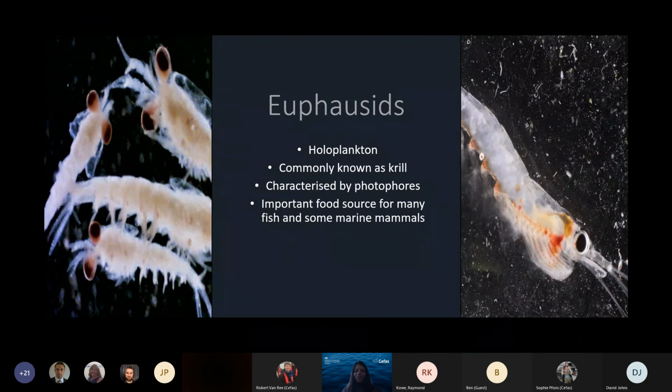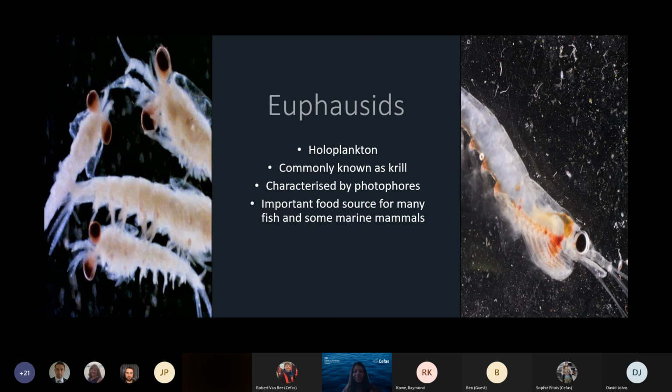So here we have another type of crustacean holoplankton called euphausiids, which are commonly known as krill. These are a small group of shrimp-like plankton, of which some species occur in the greatest concentrations ever found for pelagic crustaceans. Therefore, many species are of considerable importance as food for fish and some marine mammals.